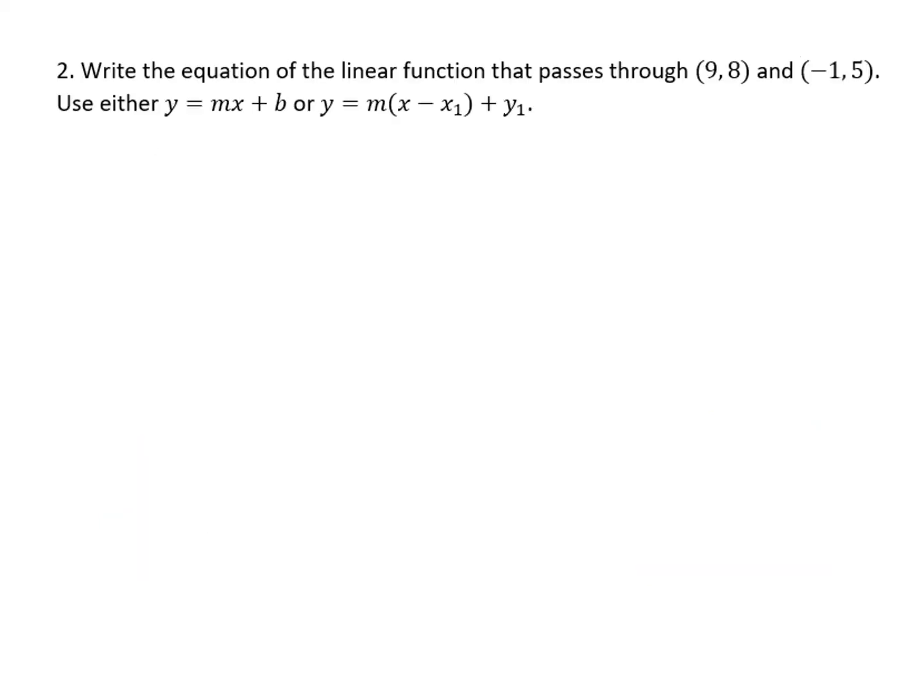All right, so for question 2, it says write the equation of the linear function that passes through these 2 points, (9, 8) and (-1, 5). And again, you have a choice of which form to write your answer. So at this time, press pause, work through this, and when you're ready to check your answer, press play.